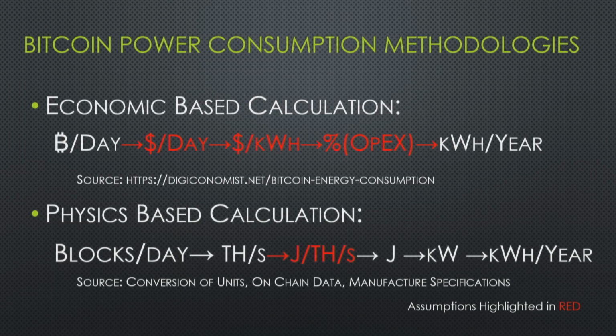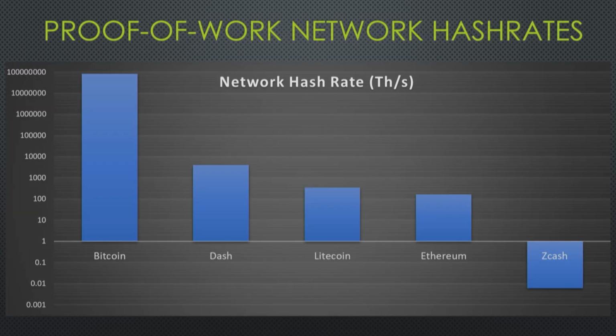From there, we'll walk through the process for the physics-based calculation. One of the variables is the network hash rate. For 5 or so of the more popular proof-of-work algorithms, and the dominant mining chain as far as hash rate for each one of those algorithms, I essentially compiled a network hash rate for each chain. This is also logarithmic, and this is measured in terahashes per second. So we've got Bitcoin, Dash, Litecoin, Ethereum, and Zcash. This also speaks to relative network security for each of these networks.